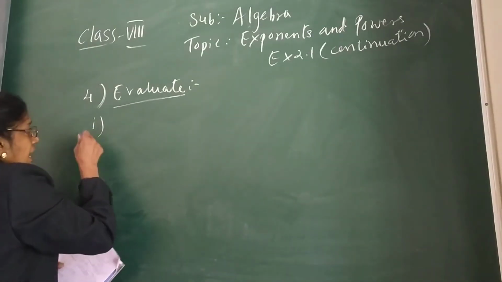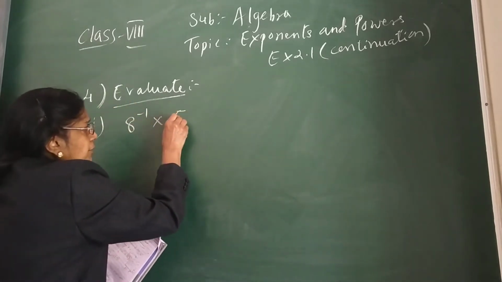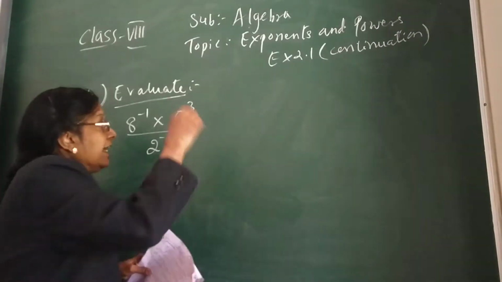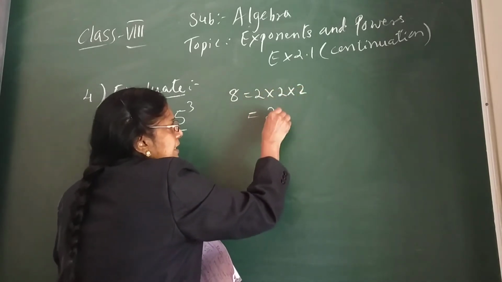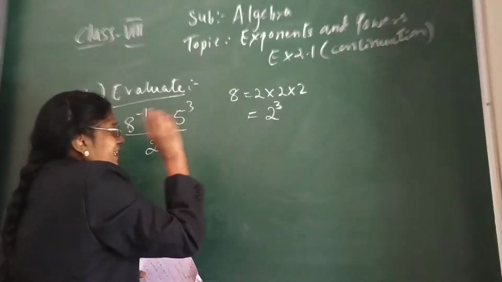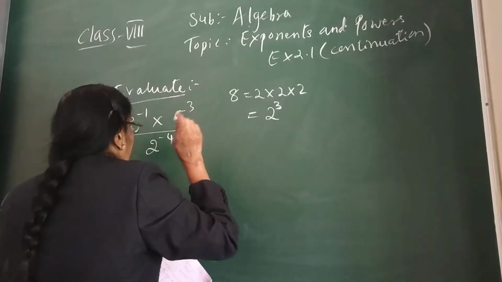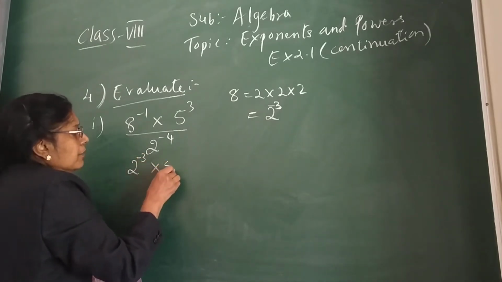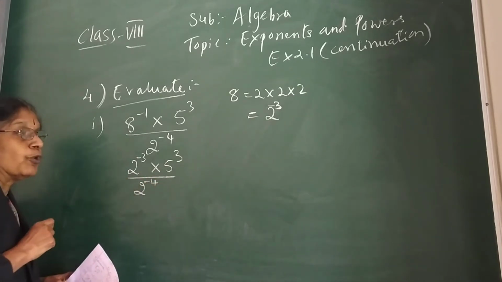What is the first sum to evaluate? Let us see. (8 to the power of minus 1 into 5 to the power of 3) whole divided by 2 to the power of minus 4. 8 we know can be expressed in exponent as 2 to the power of 3. So in place of 8 I will write 2 to the power of 3, and it is minus 1, so it will become minus 3. So I will write it down as 2 to the power of minus 3 into 5 to the power of 3 divided by 2 to the power of minus 4.